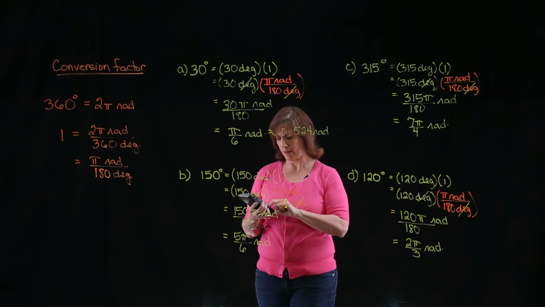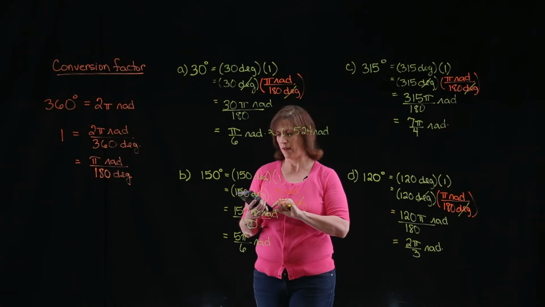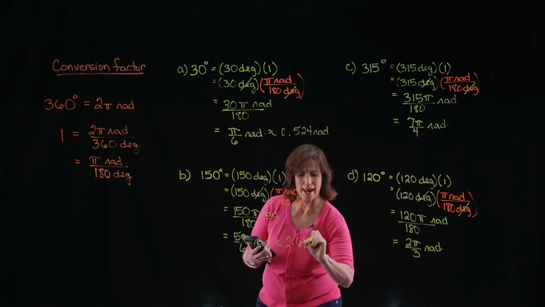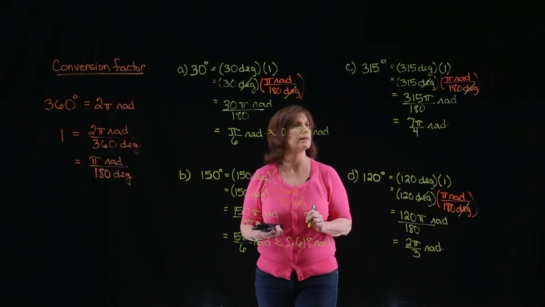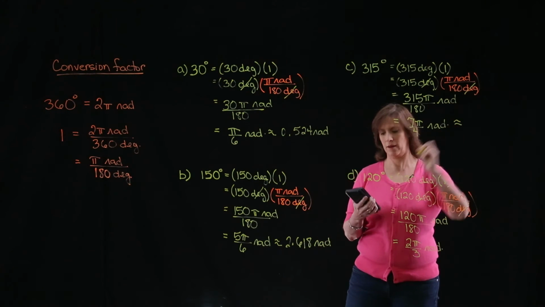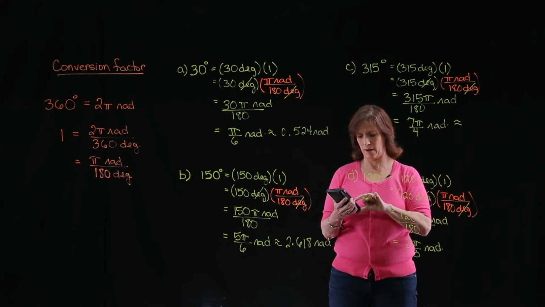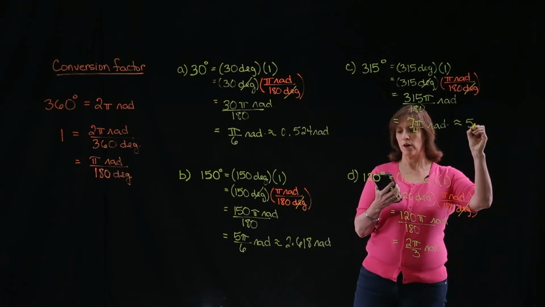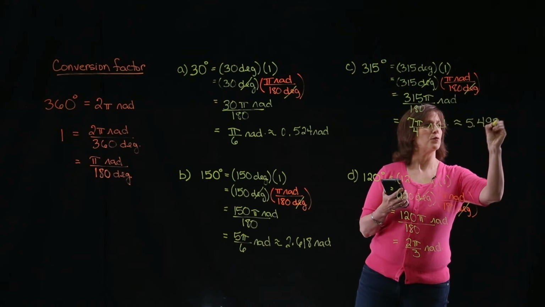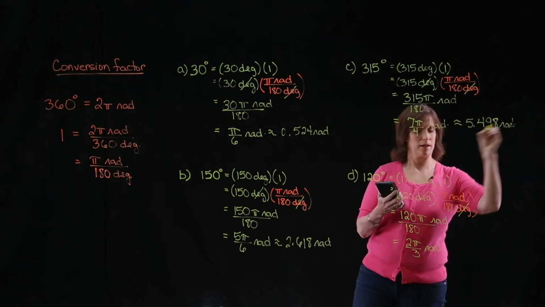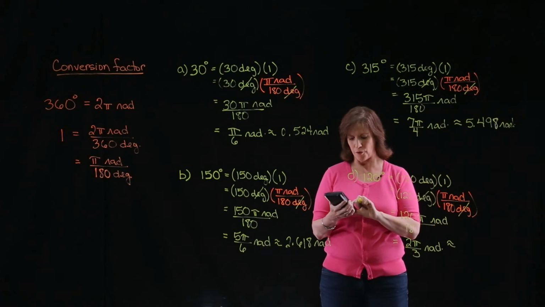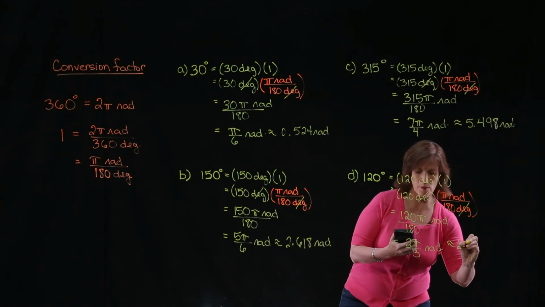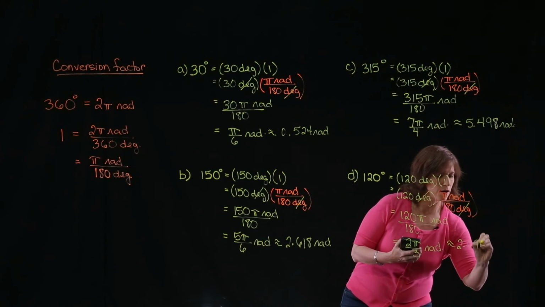5 pi over 6 is approximately 2.618 radians. 7 pi over 4 is approximately 5.498 radians, and 2 pi over 3 is approximately 2.094 radians.